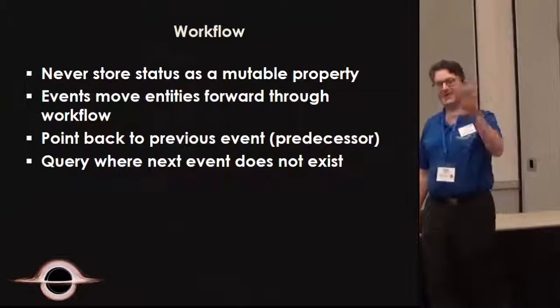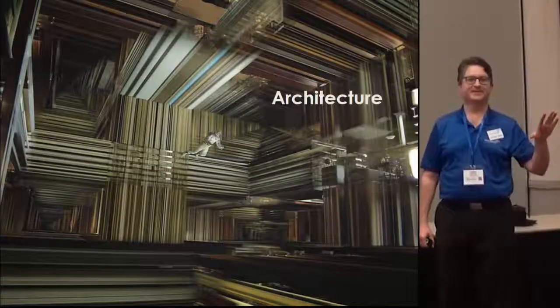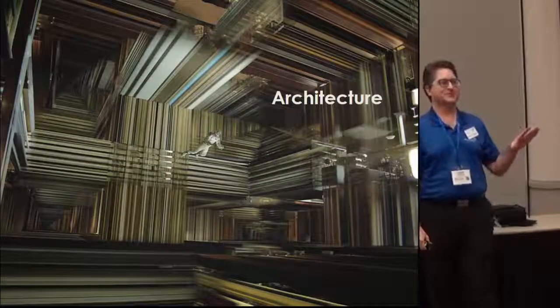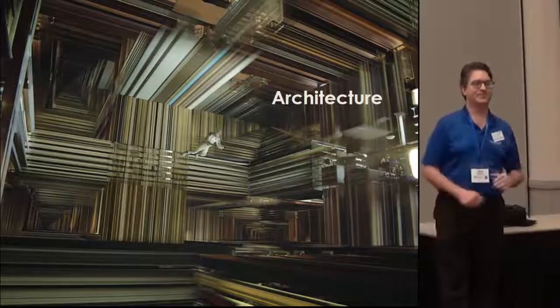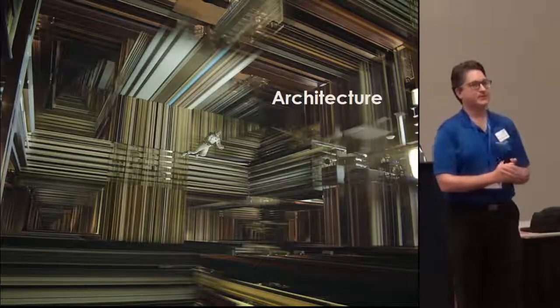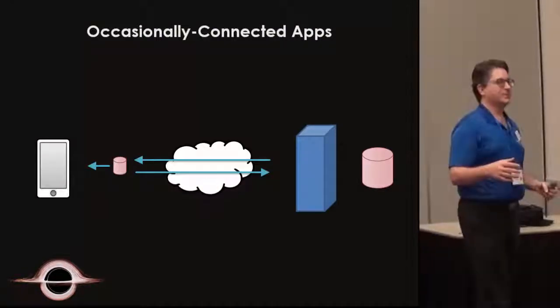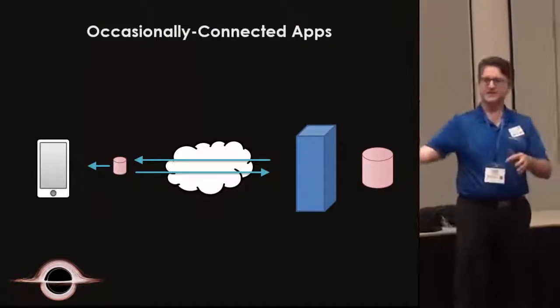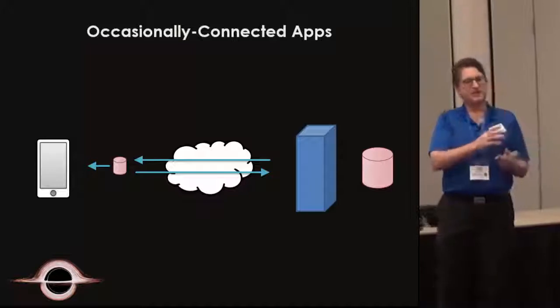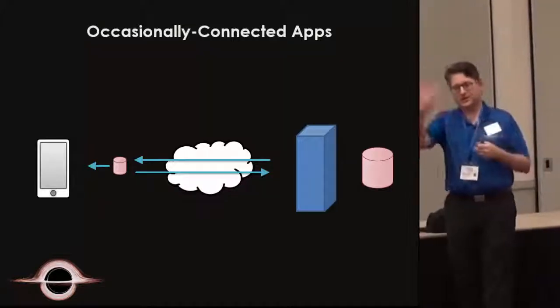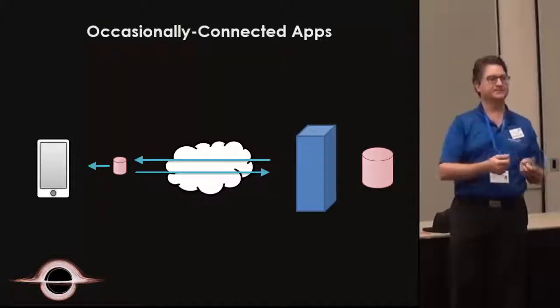So, now we get to the really exciting part. What architectural decisions does this enable? One that we already talked about briefly was occasionally connected mobile apps. So let's suppose that you take a snapshot of the data and you put it on a mobile phone, and then when you're offline, you can work with that data.